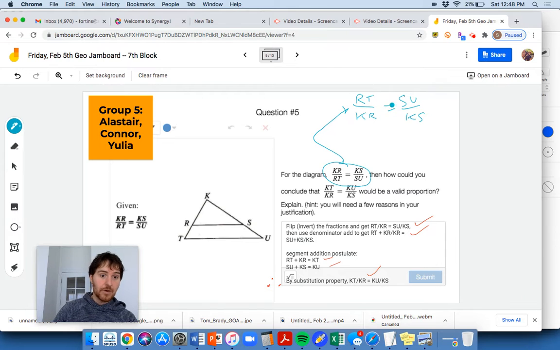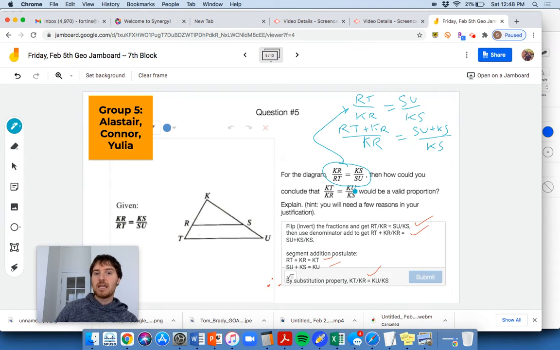So here I did invert the fraction first. That's what you did do on Friday. Then I have to do denominator add, and I get RT plus KR is over KR, right? I just added that denominator here, one of the properties of proportions that we have here. And then I'm adding KS here. So I get SU plus KS, and that's over KS.